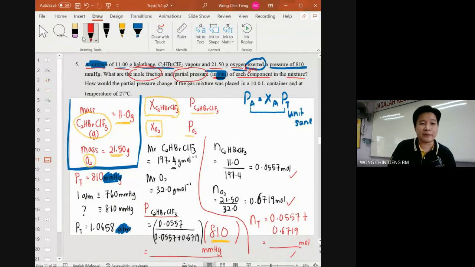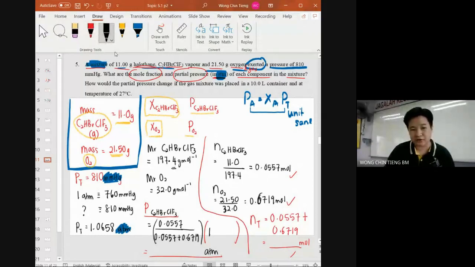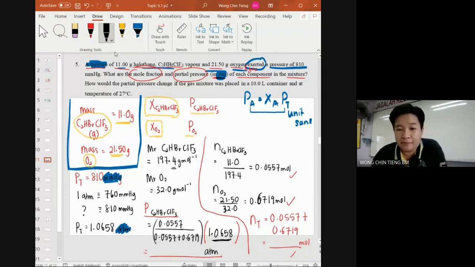So please, I don't want the answer just because the question says 1 ATM. The reason it is in ATM is only because the total pressure that I use is in ATM. This is in ATM, that's why the partial pressure is in ATM. Agree with that? Okay, your friend got 0.08 something, I think, just now. Calculate it yourself.